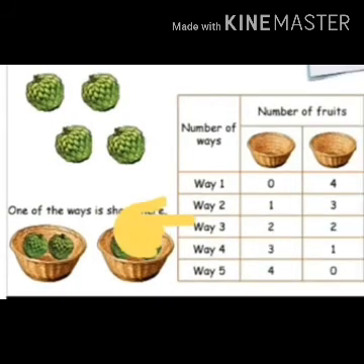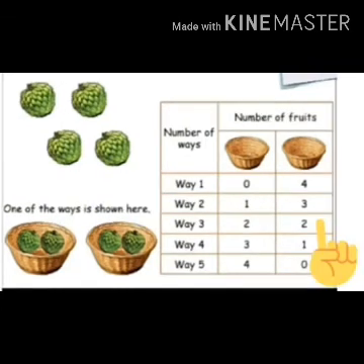See the third way. You put 2 custard apples in the first basket, then put 2 custard apples in the second basket. Now, both baskets have equal custard apples, right? Therefore, the number is 2 and 2. So, totally 4 custard apples.